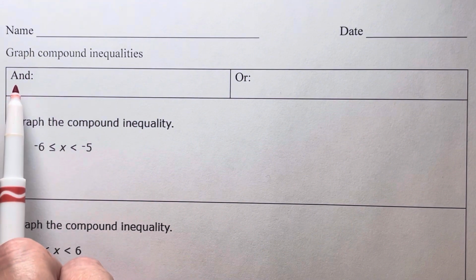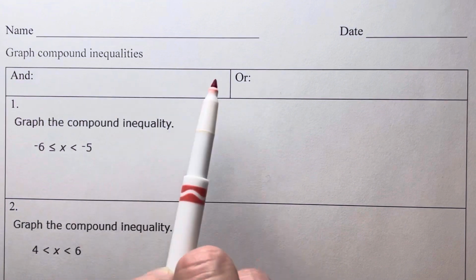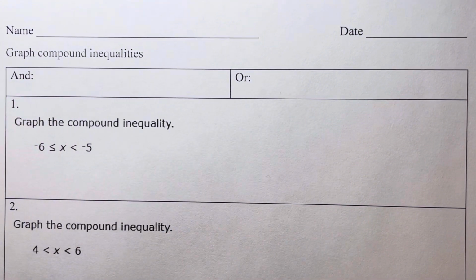This can happen with an "and," so this and that must be met, or the word "or," this or that must be met. So their graphs are going to look pretty different from each other, but you're going to see very quickly that this is pretty easy to do. Let's talk about the word "and."